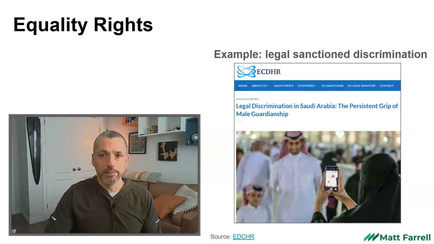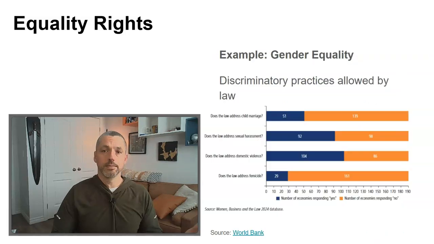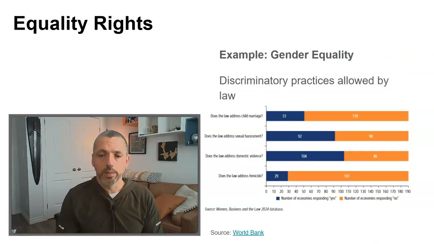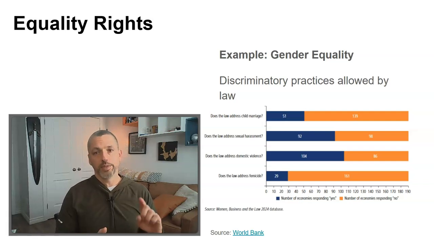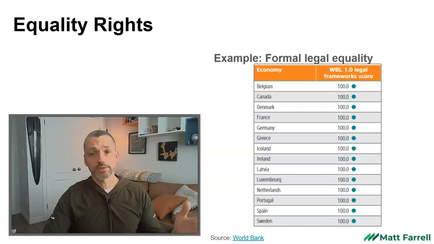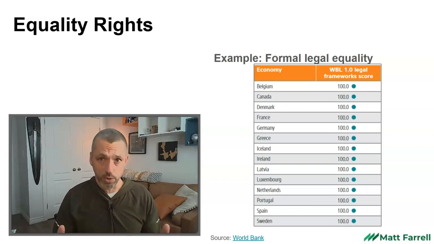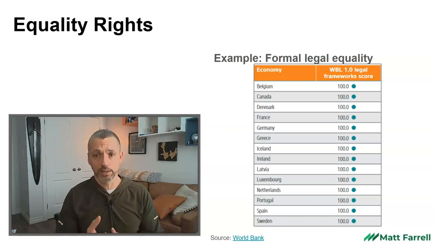Saudi Arabia is one society in particular where there are a lot of norms and laws around male guardianship. According to the World Bank's Women, Business and the Law index, there are a lot of other discriminatory practices as well, for example, things like child marriage and sexual harassment. There's a lot of work to do in terms of ensuring gender equality in different legal regimes. On the positive side, though, there are some countries that do extremely well. According to that same index, some countries get a perfect score in terms of ensuring formal legal equality between women and men.